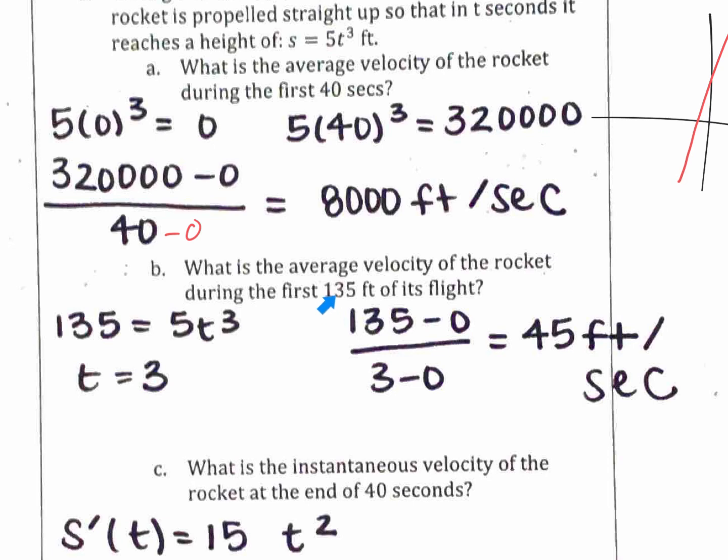So the change in height was 135 minus our starting value of 0. Change in time was the first 3 seconds. So we can calculate the change in position over change in time to get your velocity.